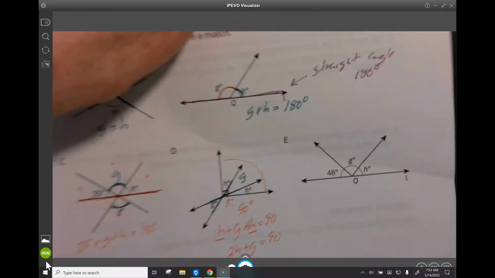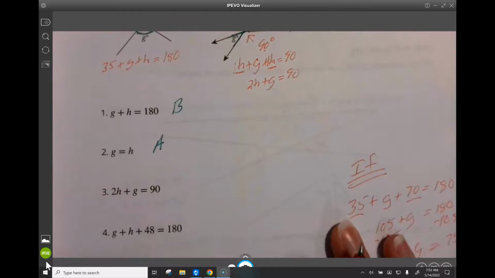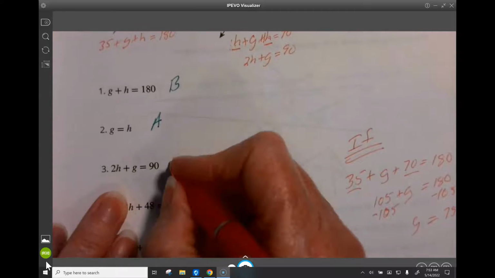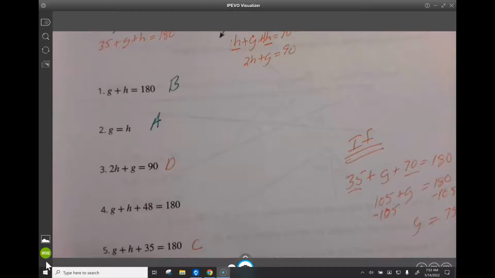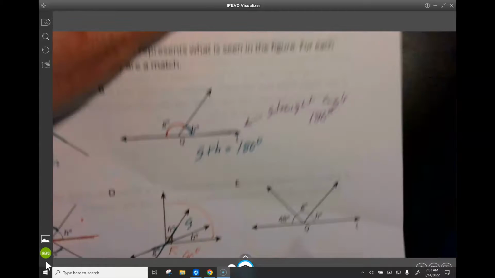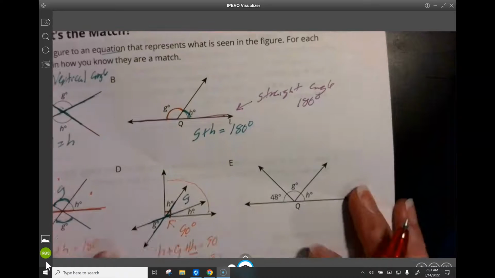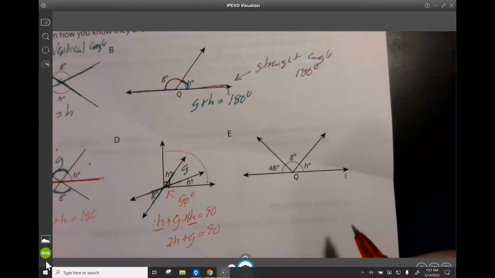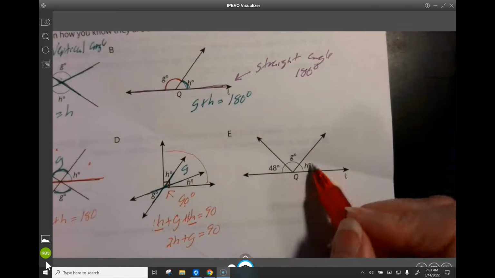Okay, so let's see if that gives us one of our equations. Maybe it doesn't. Oh, yes, it does right there. That's D. Now, we know this has to be the last one, but we don't care about the matching. We care about understanding the concept. So we're going to look at this right here.